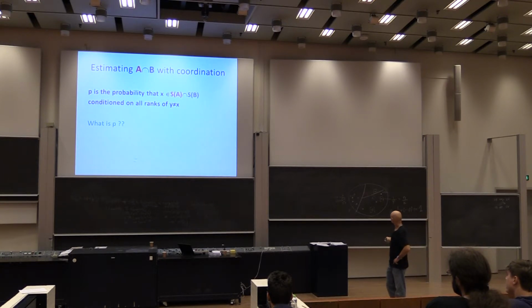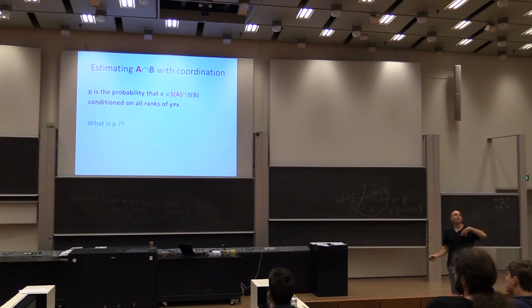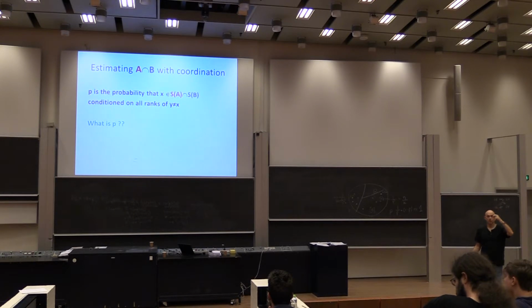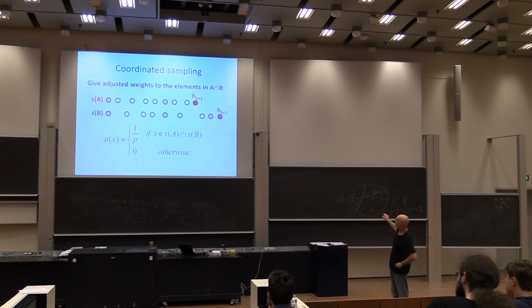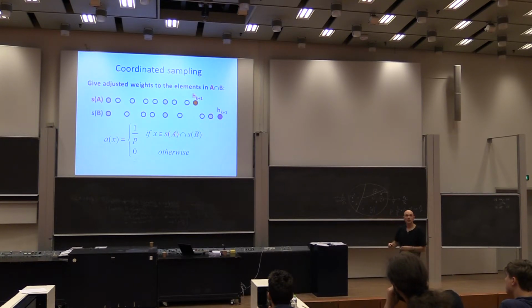And I could use the same trick that I did here, and I can condition on the ranks of all the other items, which are not X. Fix the hash values of everybody except one particular element. And now in this subspace, conditioned on all these hash values being fixed, what's the probability of X being in the intersection of the samples? Fix all the hash values of everybody else. And now what's the probability that it's in the intersection?